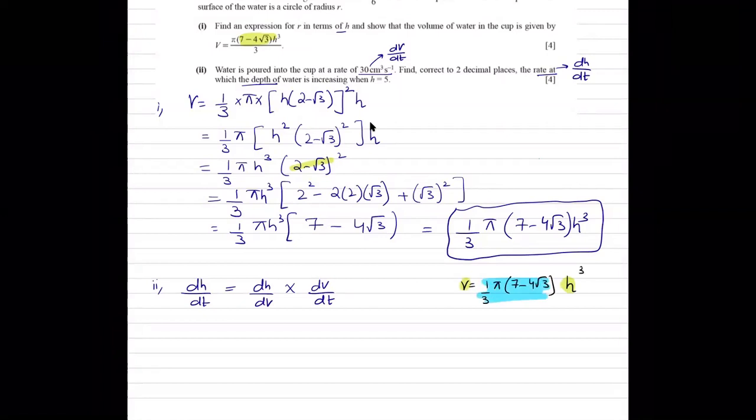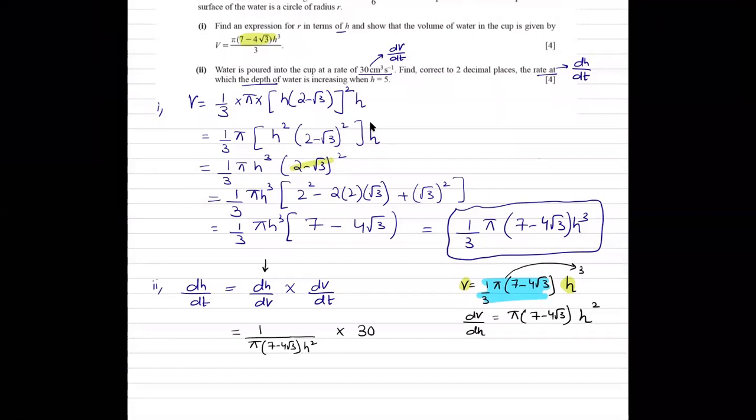So if you find the derivative dv by dh, you are just going to multiply this coefficient with the power. So you get 1 upon 3 times 3, which is 1, so pi times 7 minus 4 root 3, and you reduce the power of h by 1. That is the derivative dv by dh. Over here, you need dh by dv, so I'm just going to reciprocate it: 1 over pi times 7 minus 4 root 3 times h square, times dv by dt, which in the question is given to me as 30.